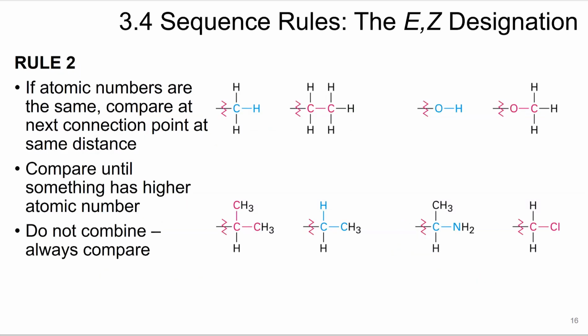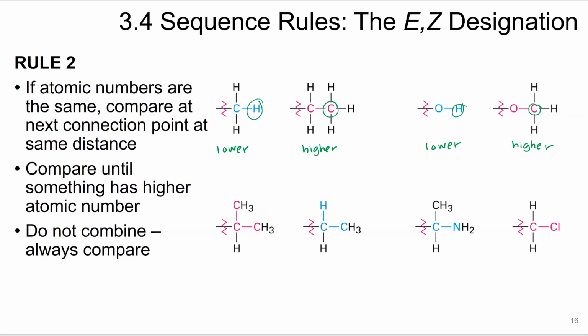If atomic numbers are the same, then you compare at the next connection point, which is at the same distance. For example, if I had a CH3 versus a CH2CH3, the carbons tie, so you go to the next atom out, then you're comparing H with C, so this one is higher. This is lower. In this example here, we have an OH versus OCH3. The O's are tied, so you go to the next atom out, which is H versus C, and C is higher here, so this is higher. So you just keep comparing until one of them has a higher atomic number.